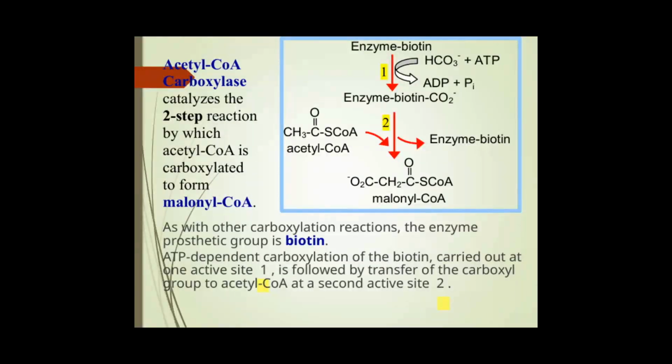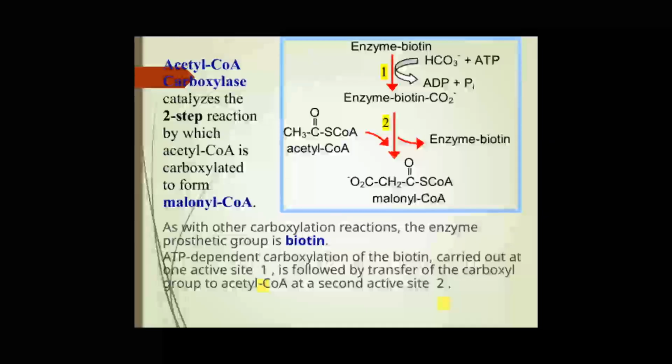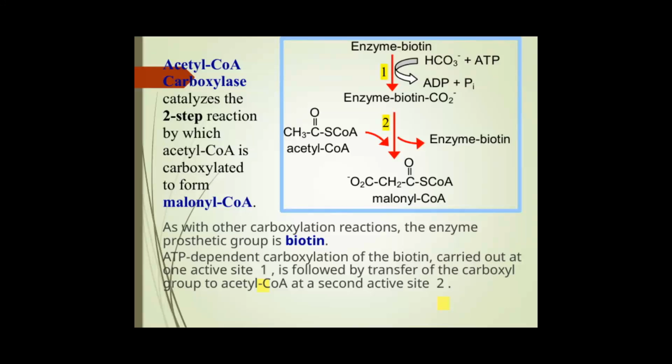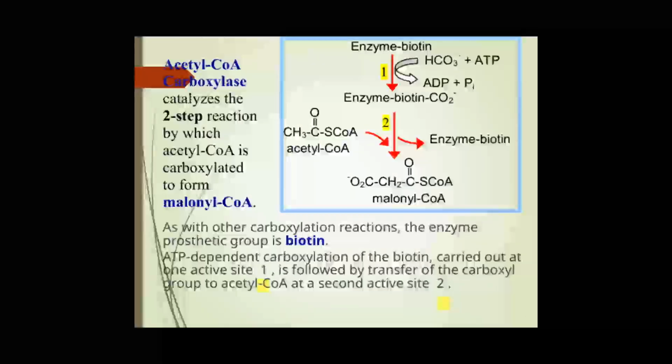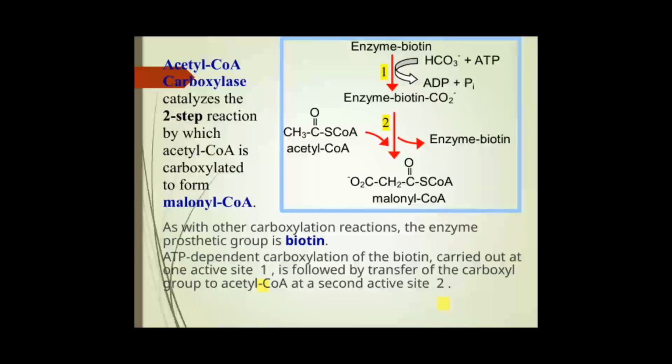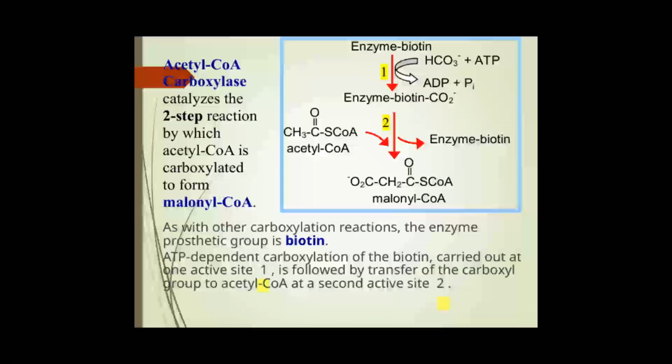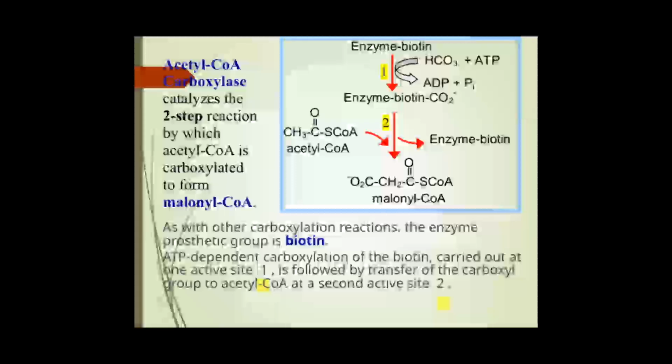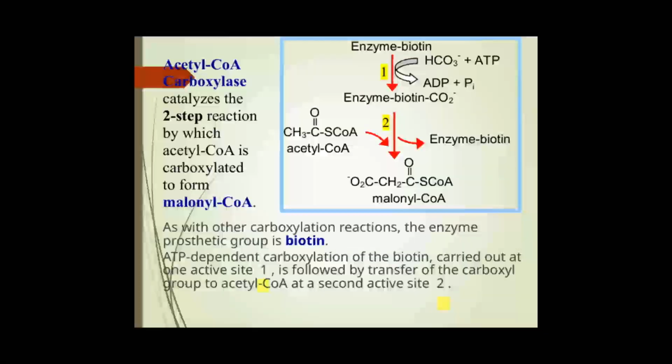Think of this as attaching a carbon dioxide molecule to biotin, activating it for the next step. Then, at a second active site, the enzyme transfers that activated carboxyl group from biotin to acetyl-CoA, producing malonyl-CoA. This 2-step process highlights the enzyme's ability to efficiently link energy-dependent activation with the transfer of the carboxyl group, which is essential for fatty acid biosynthesis. Throughout this cycle, the enzyme's structure and function are perfectly coordinated to enable these reactions to occur smoothly, supporting the overall theme of metabolic regulation and energy use.